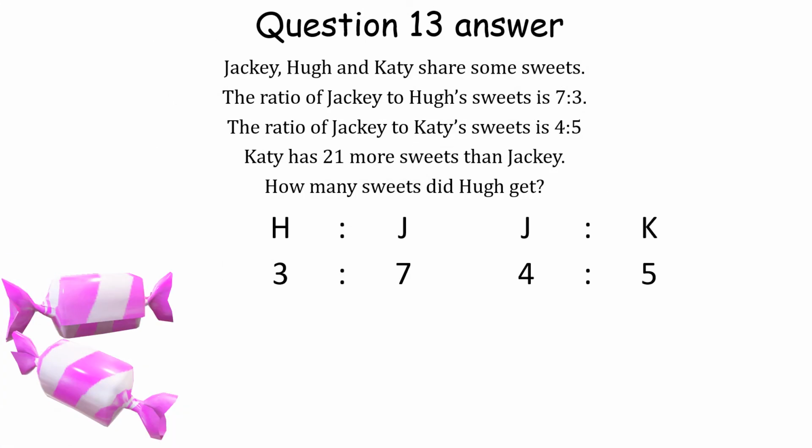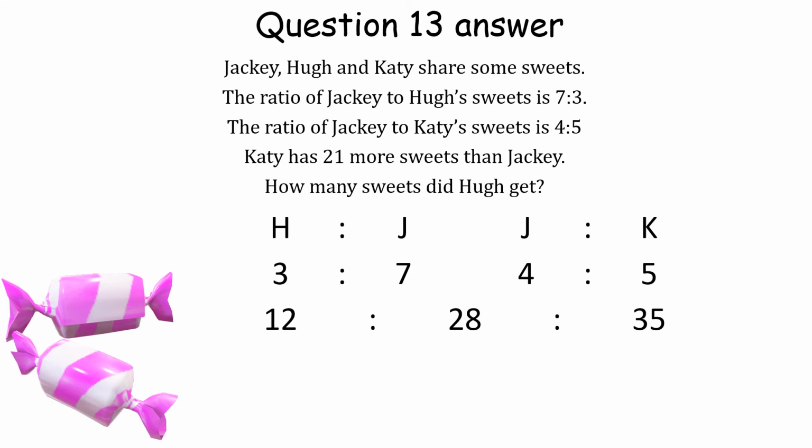Question 13. We first need to find the ratio Jackie to Hugh to Katie. I've put Jackie's in the middle so we can find a multiple of 7 and 4. I've used 28. As we multiplied 7 by 4, we must multiply 3 by 4, getting 12. As we multiplied 4 by 7, we must multiply 5 by 7, getting 35. This gives us a ratio of Hugh to Jackie to Katie as 12 to 28 to 35.